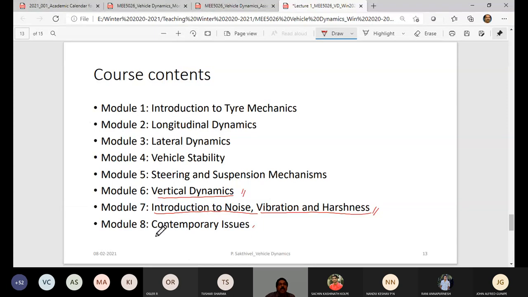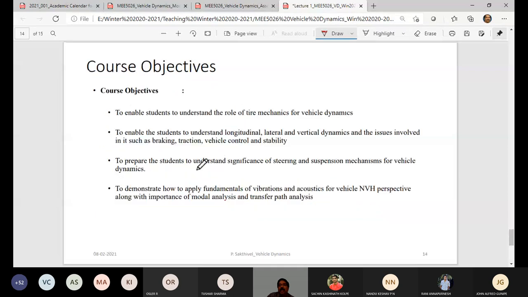And what are the various course objectives? So the objective is to enable all of you to understand the role of tire mechanics for vehicle dynamics. Enable you all to understand longitudinal, lateral, and vertical dynamics and the issues involved, such as braking, traction, vehicle control, and stability. To prepare you all to understand the significance of steering and suspension mechanisms for vehicle dynamics.